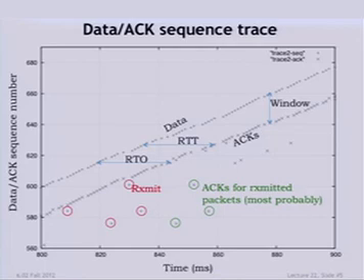And then some of these things here are later X's, and these are acknowledgments that show up. So these are packets that got retransmitted multiple times. These are acknowledgments that are for these retransmitted packets. And I say most probably because I can't actually be sure.